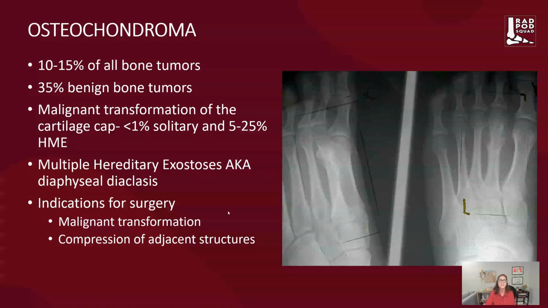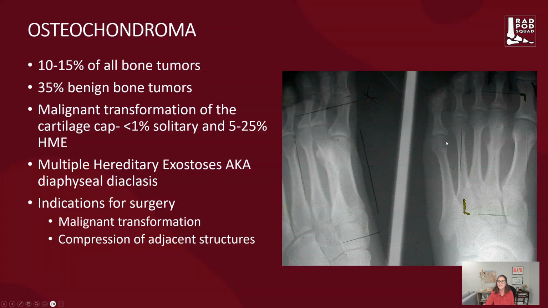Osteochondromas make up 10 to 15% of all bone tumors and 35% of benign bone tumors, and they can occur with a malignant transformation in a cartilage cap of even less than 1%, and up to 5 to 25% in patients who have hereditary multiple exostoses or multiple osteochondromas. Indications for surgery would be malignant transformation and, of course, compression of adjacent structures. So this can be an important reason to come to imaging.